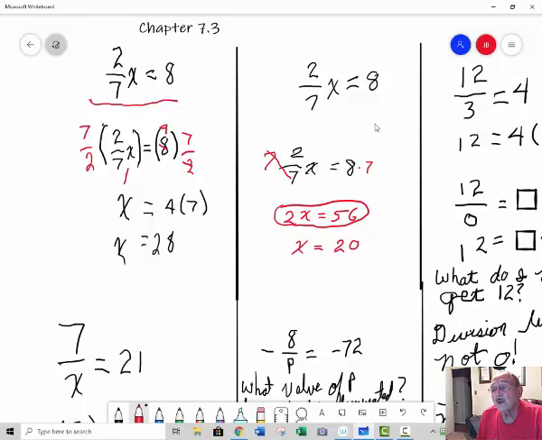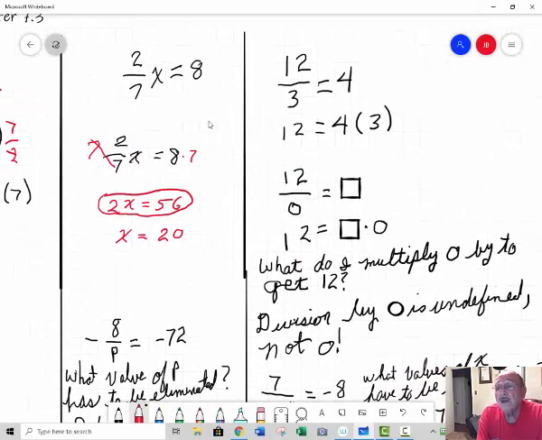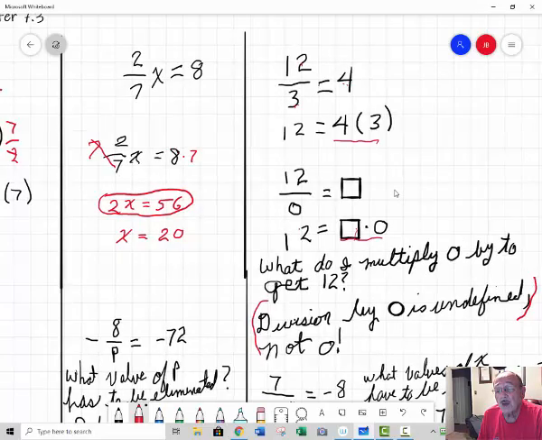Okay, now let's take a look at something here before we go on. And that's this problem right here. I know that 12 divided by 3 is 4, and it follows that 3 times 4 is 12. So if I take 12 divided by 0 and I get some number here, my question is, if I use this same logic right here, what number can I multiply by 0 and get 12? Well, obviously I can't. So what we say is that division by 0 is undefined. You can't do it. Okay? So anytime you have division by 0, you've got a problem.